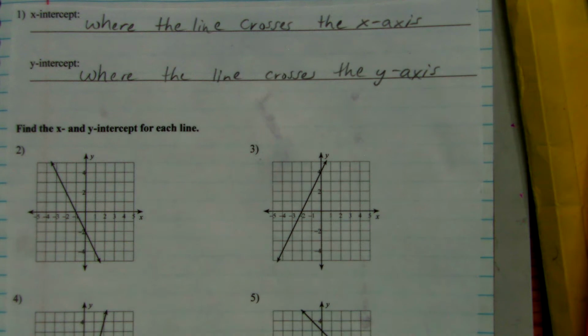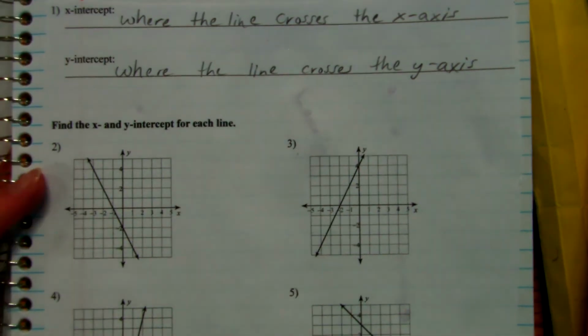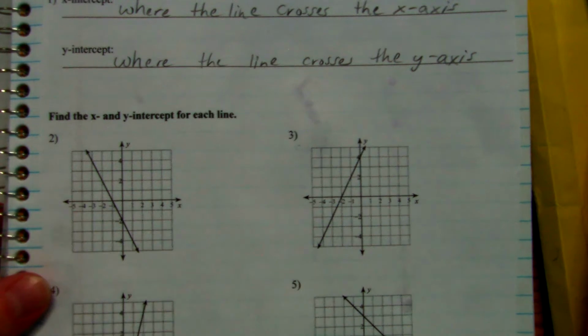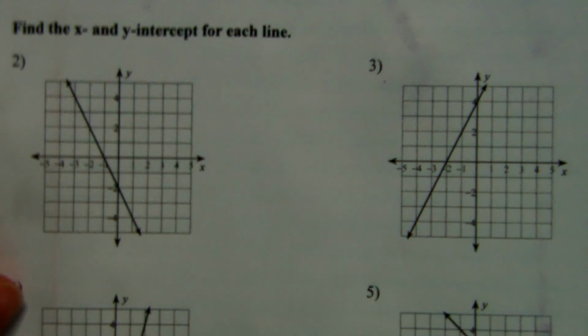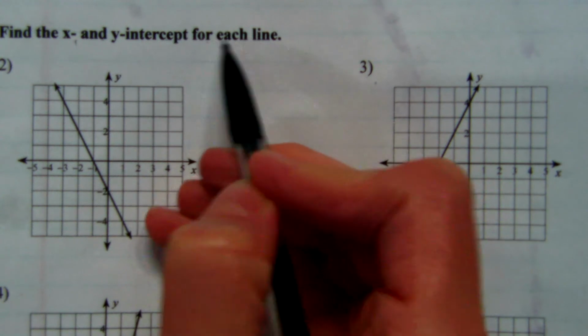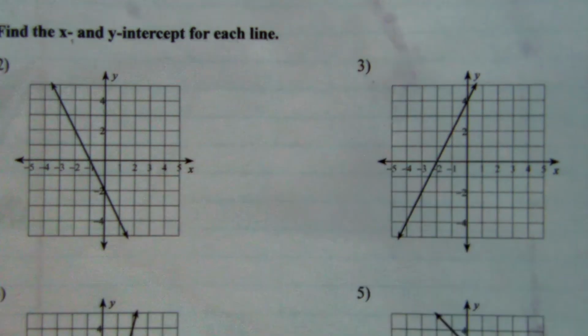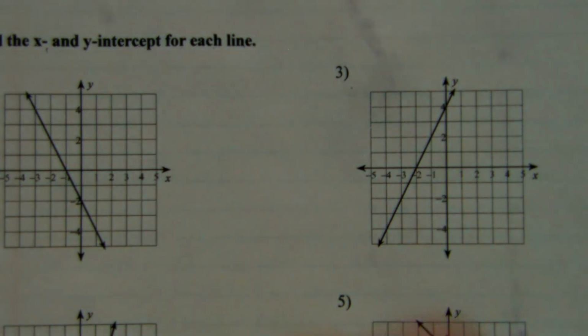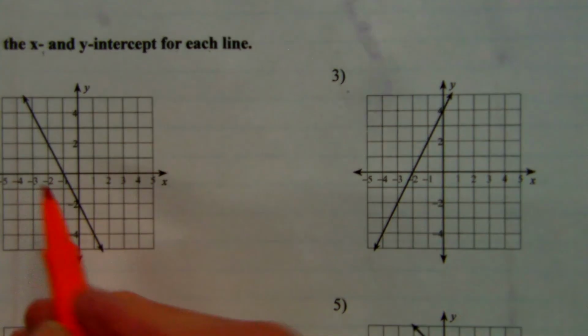Okay, so here we go. We're going to label some things on some actual examples. Down here it says find the x and y intercept for each line. I'm going to use some color just so this shows up. You can just use your pencils, it's totally fine. I'm going to start with the x-axis first.